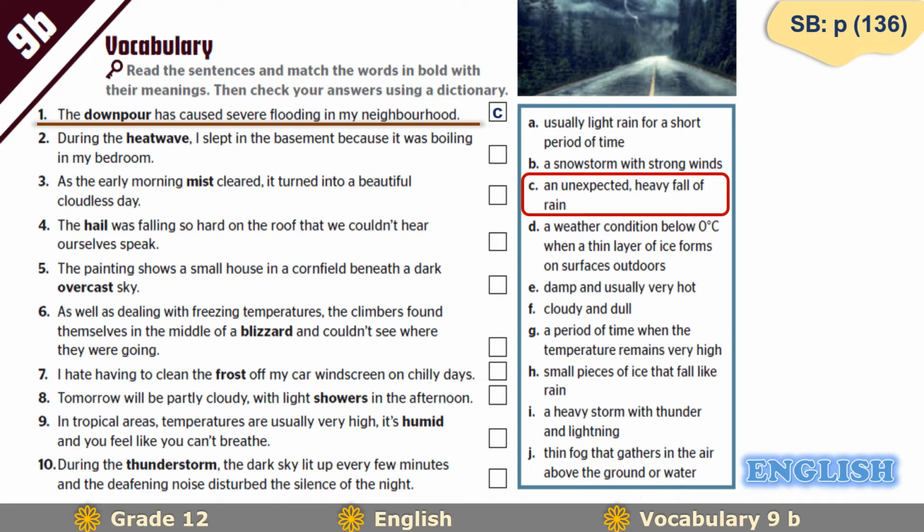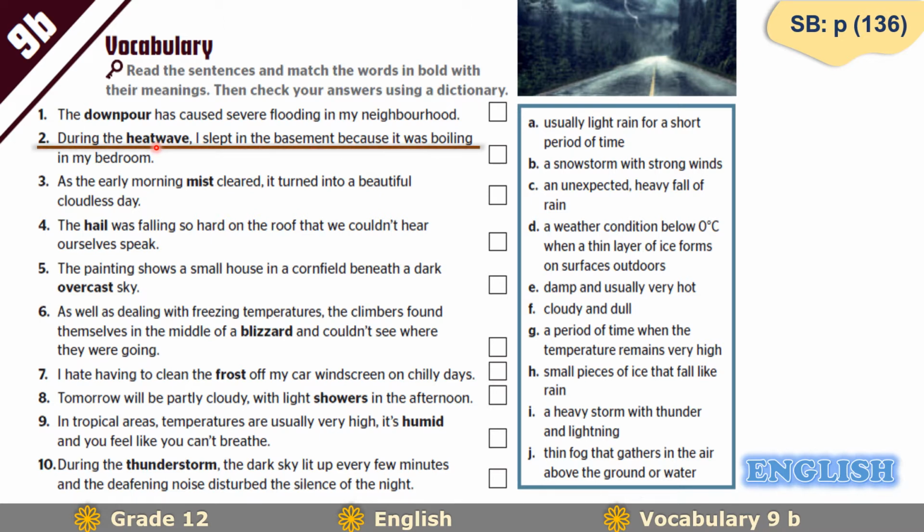Let's move on. Sentence number 2. During the heat wave, I slept in the basement because it was boiling in my bedroom. Heat wave is defined as a period of time when the temperature remains very high. So it's the answer G, very good.